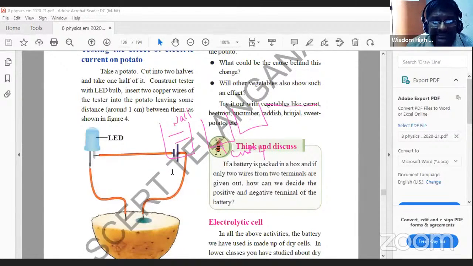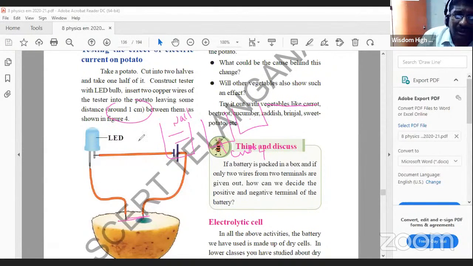Here we should construct a tester. How do we make the tester with this potato? Listen here, an LED bulb. Take three connecting wires, electrical wires. One wire should be inserted into the potato, and the other connected to the longer lead of the LED bulb. Another electrical wire should be inserted in the potato. Here you may give a 1 centimeter gap between the two pins. In the previous activity the gap between the two pins was only 1 millimeter. Here we take 1 centimeter.